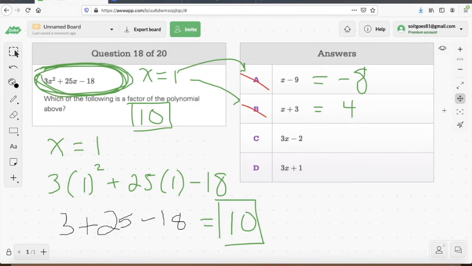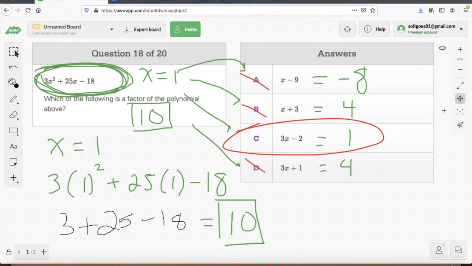Let's try answer choice C. That's 1. Is 1 a factor of 10? You can do 1 times 10. 1 is a factor of 10. That's true. So we'll keep answer choice C. What about answer choice D? That's 4. Is 4 a factor of 10? No way. So the answer is choice C.